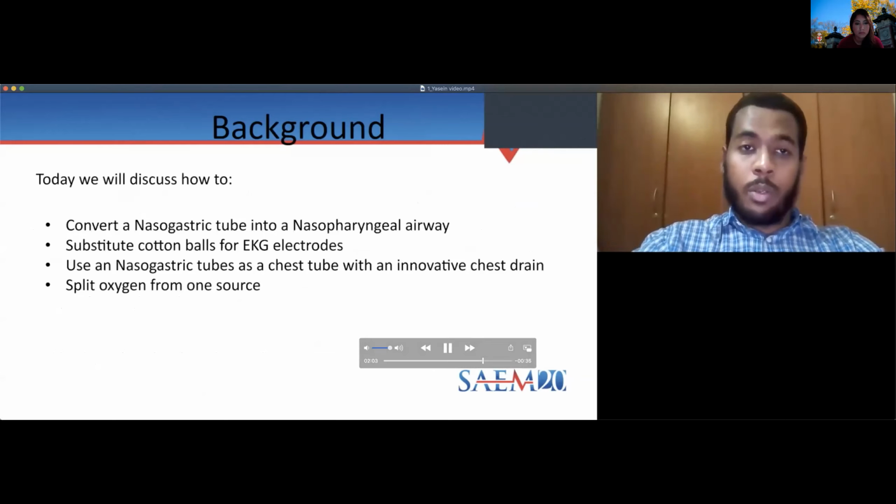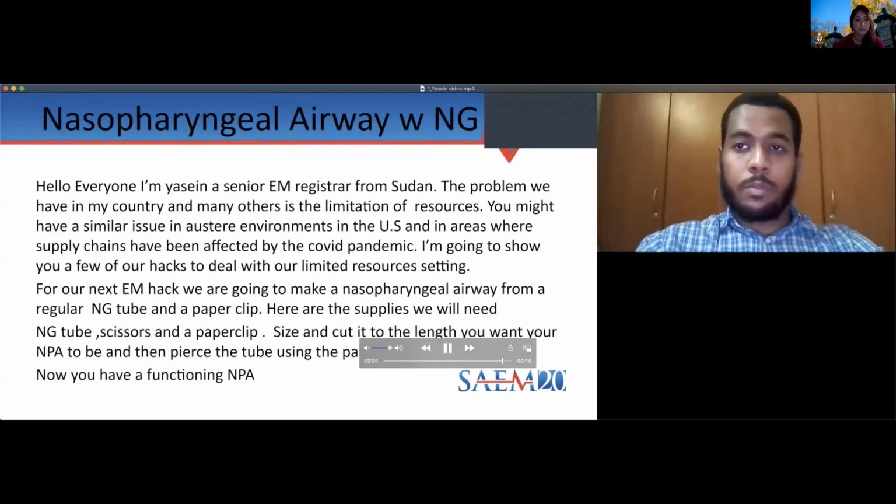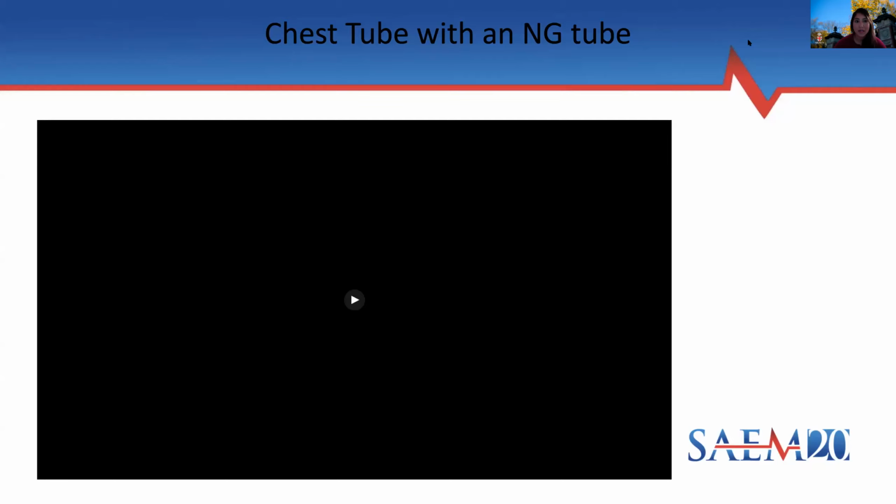So today we're going to discuss how to convert a nasogastric tube into a nasopharyngeal airway. We're also going to discuss how to substitute cotton balls for EKG electrodes. We're going to show you how to use a nasogastric tube as a chest tube with an innovative chest drain. We're also going to show you how to split oxygen from one source to cater to more than one patient. Let's take a look at how to create a chest tube with an NG tube.